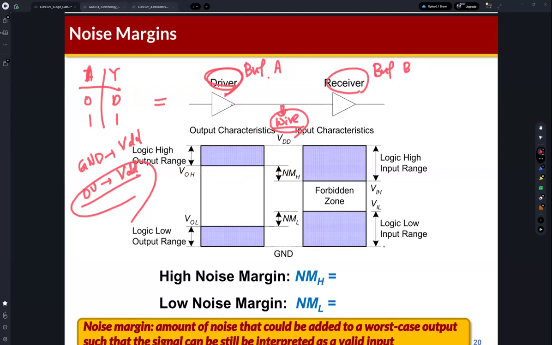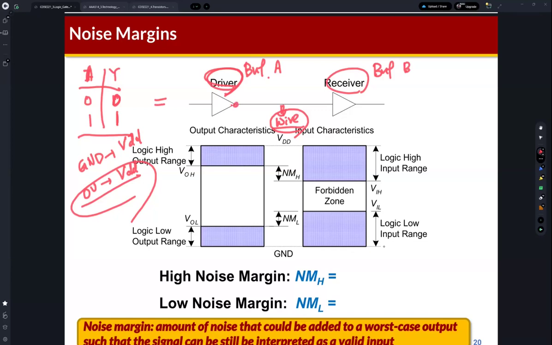Do you understand? This buffer can generate output signals ranging from 0 volt to VDD, but not all of that is allowed because of noise. Digitally we can say that this buffer can generate 0 and 1. But in an analog manner, this buffer can generate a range from 0 volt to 5 volt. We need to decide which range of voltage is allowed for this buffer. Do you understand?